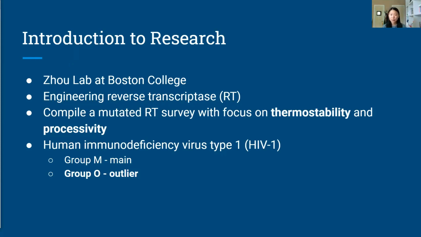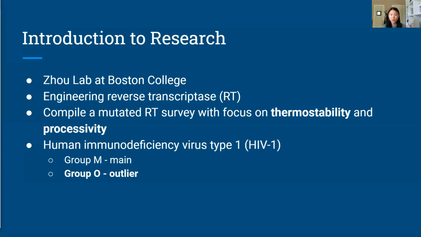So the goal of our lab was to engineer an effective RT that can read through challenging RNA sequences. And our research has many real-world implications, as engineering an RT that can read through challenging RNA sequences would help prevent many genetic disorders such as Fragile X syndrome.